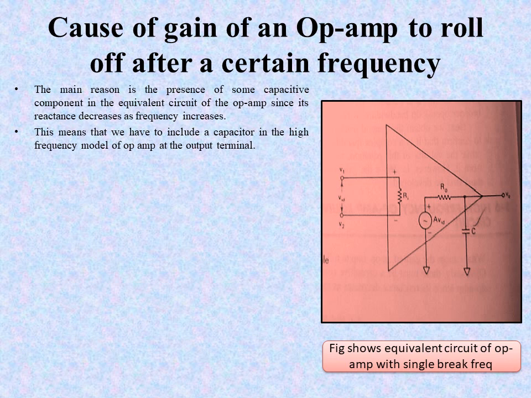And what does this capacitor do? Its reactance keeps on decreasing as the frequency increases. So because of this decrease in the reactance of C, the gain also decreases. This is the main reason. So what do we do in order to incorporate this capacitor? We draw an equivalent circuit including a capacitor as shown in the figure.